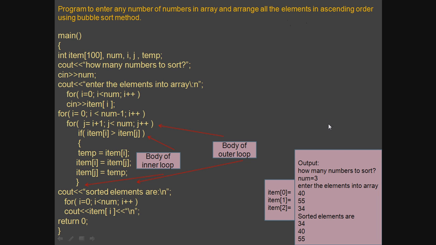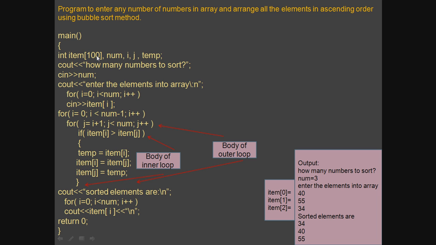As you can see here, the data values assigned are 40, 55, and 34. So when the output is generated, it will be 34, 40, and 55. So it comes out sorted in ascending order. Now based on that, we are declaring the array item of integer type of size 100.